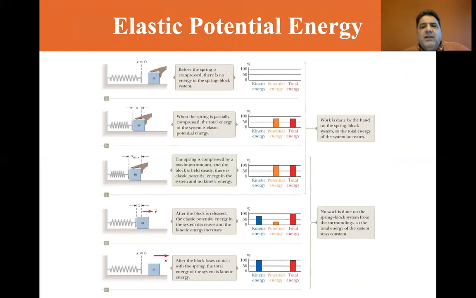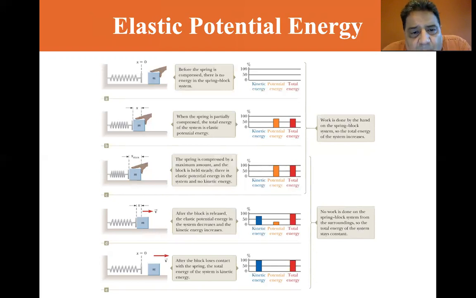Now, they have here the same graph, but here we have some energy bar graphs on the side. Before you compress the spring and before you move the block, there's no kinetic energy, there's no potential energy, and there's no total energy. But if you compress the spring, you've given it some potential energy, and the total energy is the same as the potential energy that you've supplied.